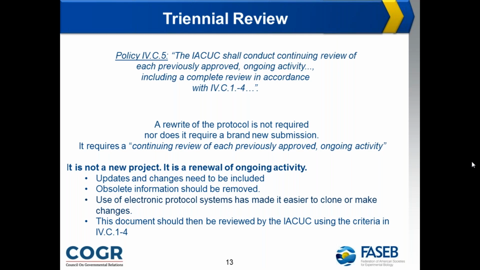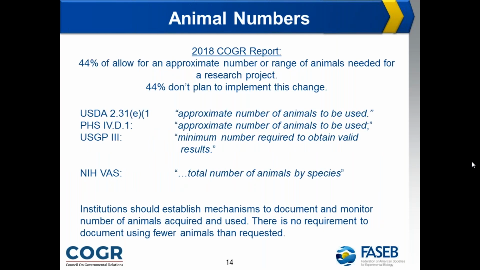Thank you. Let's move on to the next slide, animal numbers. And the survey showed us that 44% of the institutions allow for an approximate number or a range of animals to be used in the study. But 44% of the institutions also do not plan to implement this change. Now, this is an interesting issue. Both the USDA and the Public Health Service require only an approximate number of animals to be used or a range of animals to be used.